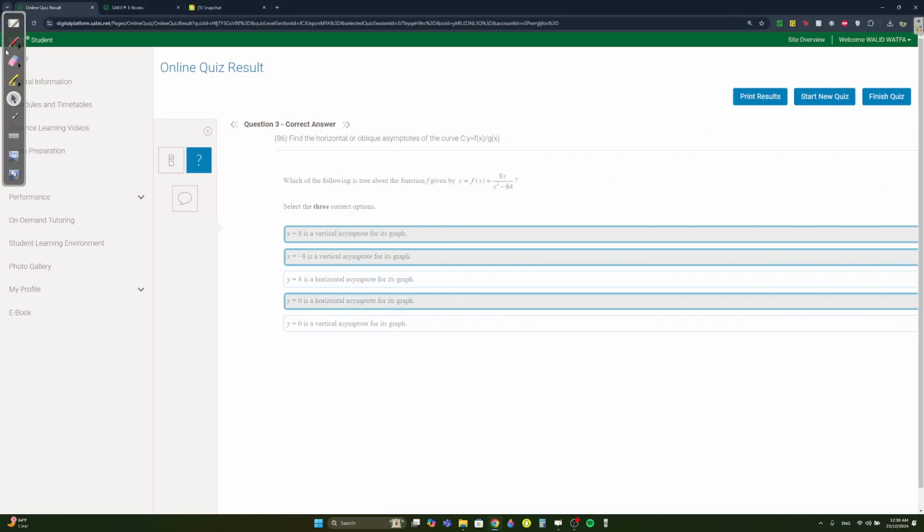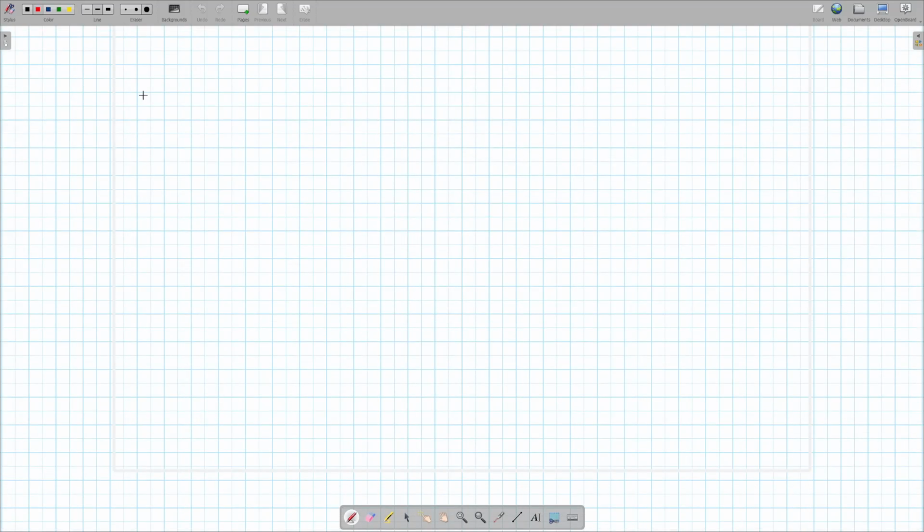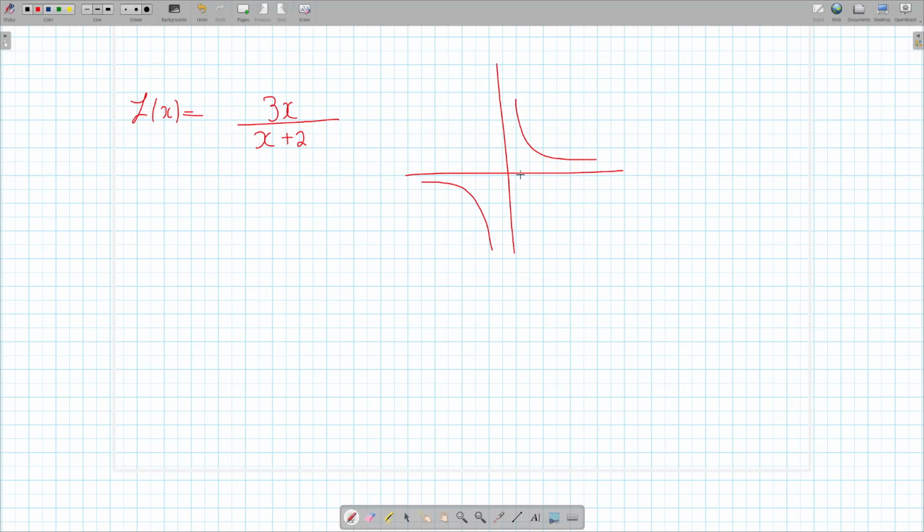Question 3. Now we start asymptotes. Okay. Rational functions. f of x is equal to, I'll give you an example, for example 3x over x plus 2. When you graph this function, it's going to be something, if I'm not wrong, it should be like this. Something like this. You can see that the values of these functions never touch this and never touch this.